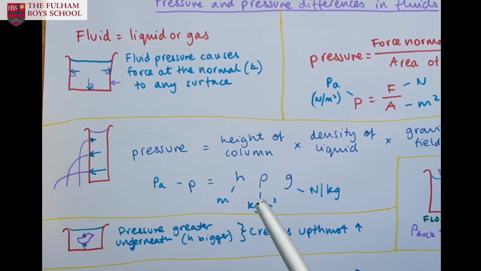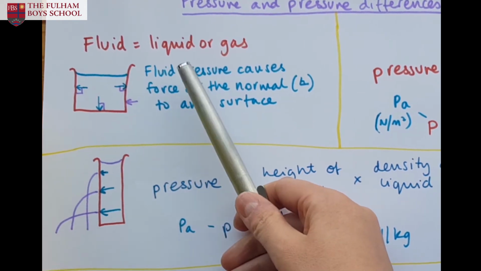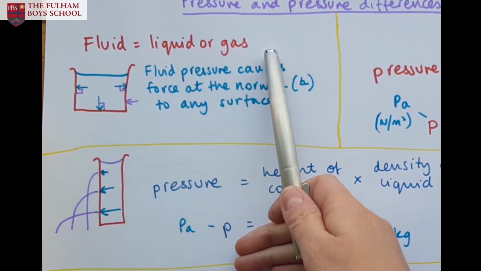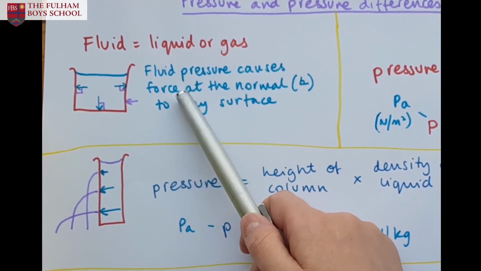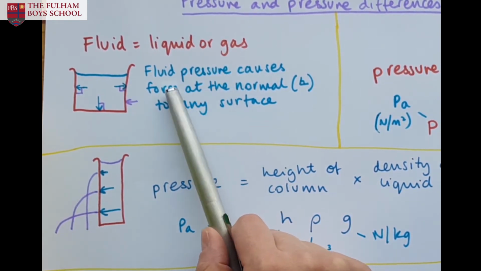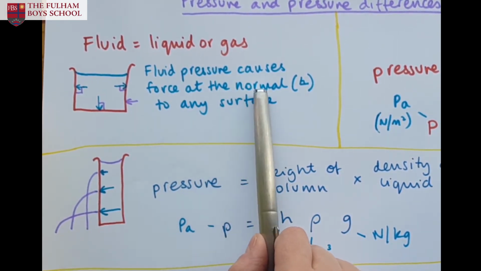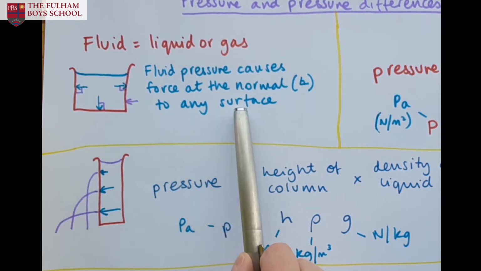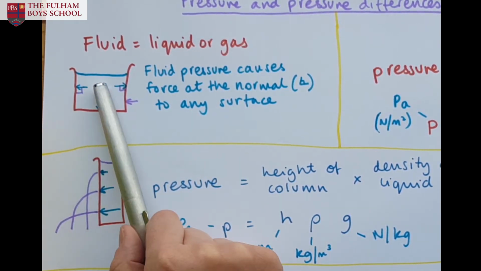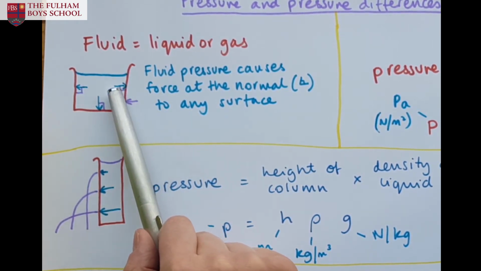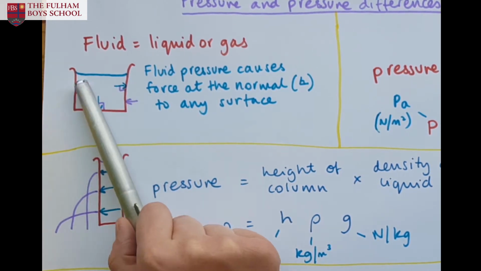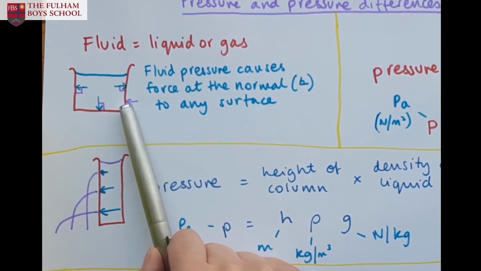So, first thing to know is that a fluid is another word for describing a liquid or a gas. Anything that flows can be considered a fluid. And fluid pressure creates a force at the normal, or at right angles, to any surface. So this water in this beaker here is creating a force at right angles to the surface the whole way round, and the air is also creating a force at right angles to the surface.